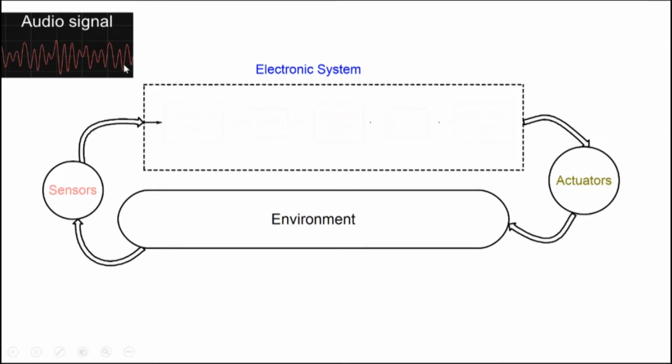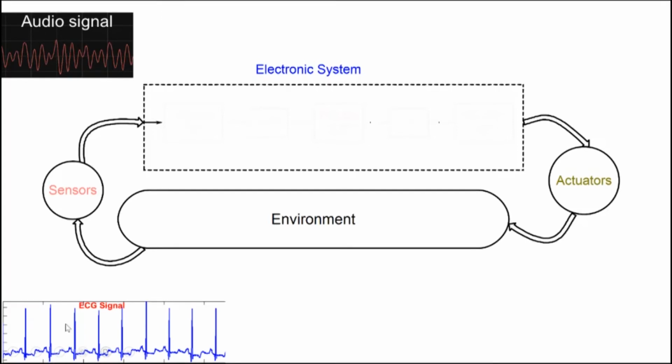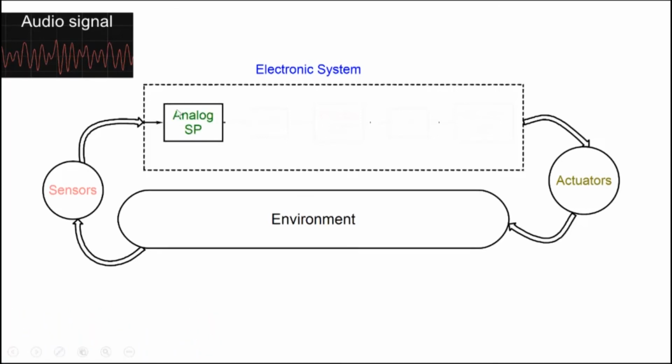analog signals. For example, this is an ECG signal picked up again through sensors, and this is also an analog signal. So our electronic system contains, at the front of the electronics, analog signal processing. You take this particular signal, it's a weak signal, you may amplify it. It may have noise embedded in it, so you filter out that noise. So there's an analog front end here, which processes this audio signal.